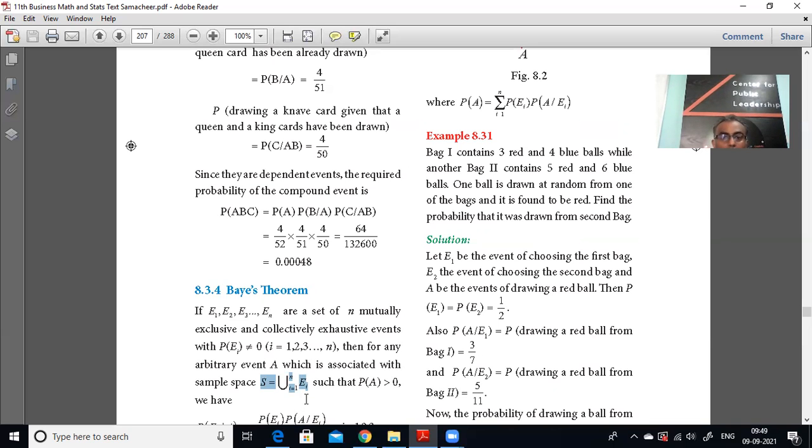Now, don't bother about S equal to the union of E of i, i equal to 1 to n. What it means is some other event, like taking a red ball. That is some other arbitrary event. It has nothing to do with choosing between the first bag, second bag, third bag or nth bag. That is a different class of events. Choosing a red ball is a different event, but it is associated with the events E1 to En, because it is from one of these bags that the red ball is chosen, such that P of A is greater than 0. That means it should also be a possible event.